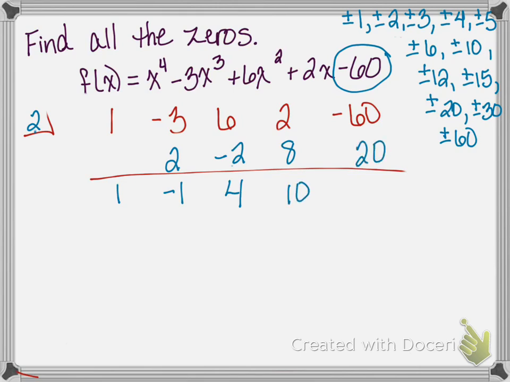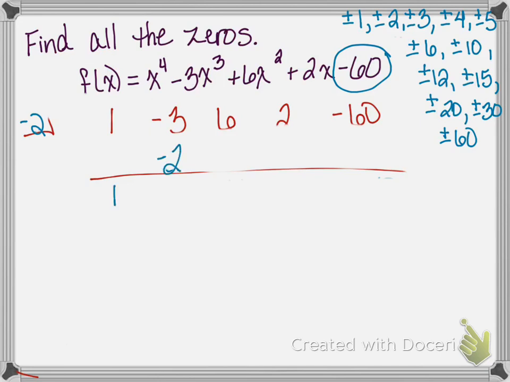Does it work? No, I have a remainder. It doesn't work. So just when you think that you're going to go crazy, we're going to do -2. Okay? So I bring down +1. -2 times 1 is -2. -3 plus -2 is -5.